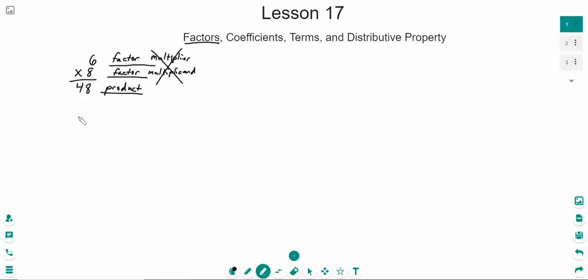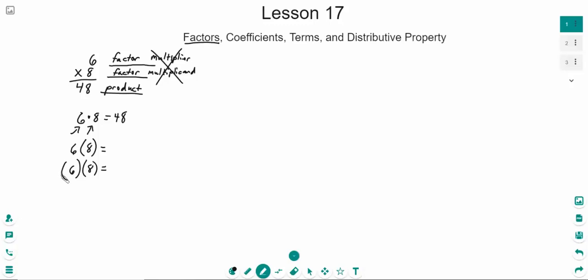So in algebra, we write this a little bit differently. We might write it as 6 · 8 equals 48. And if I were to ask you, what are the factors in this problem? The answer is the 6 and the 8. So the 6 is a factor and the 8 is a factor in this case. I could also write this as 6 times 8. Again, 6 would be a factor, 8 would be a factor. I could write it as 6(8). This would also be two factors, 6 and 8. They are the numbers being used in a multiplication problem.